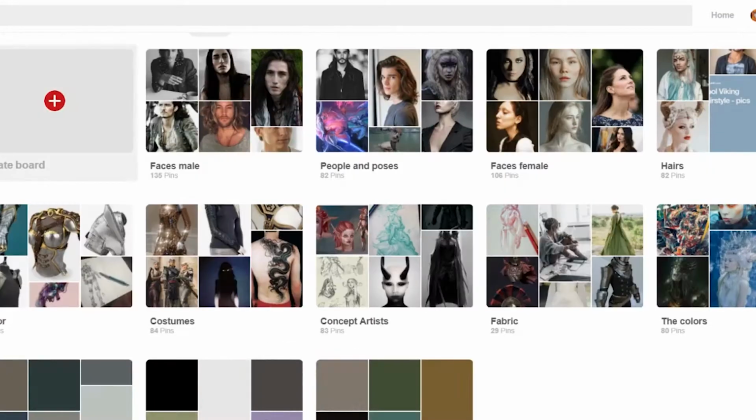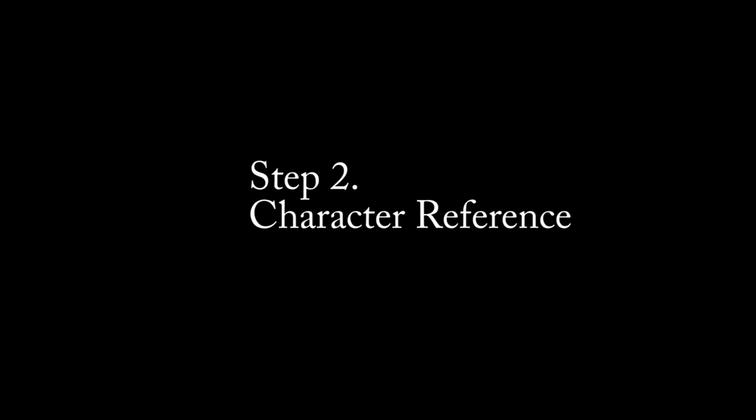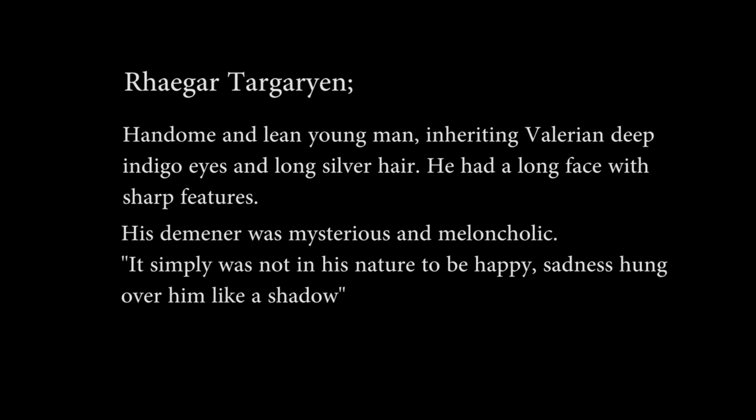Alright, so for the character I'm picking a character that is dead at the beginning of the Song of Ice and Fire series, or Game of Thrones, Rhaegar Targaryen. He is described as a handsome and lean young man. He has purple eyes, silver hair, with a long face and sharp features. His demeanor is mysterious and melancholic, and it's quoted, "It simply was not in his nature to be happy. Sadness hung over him like a shadow."